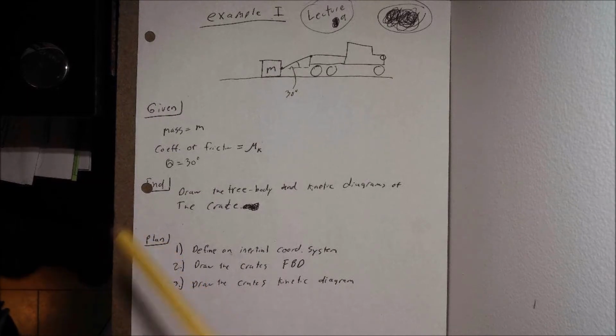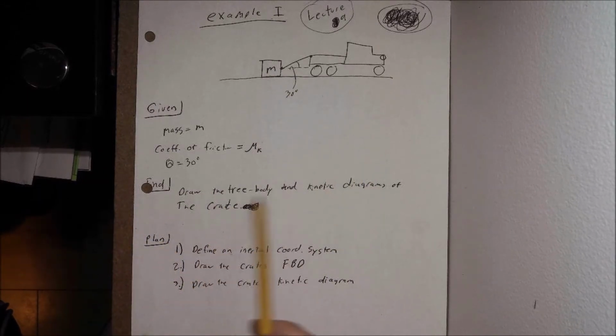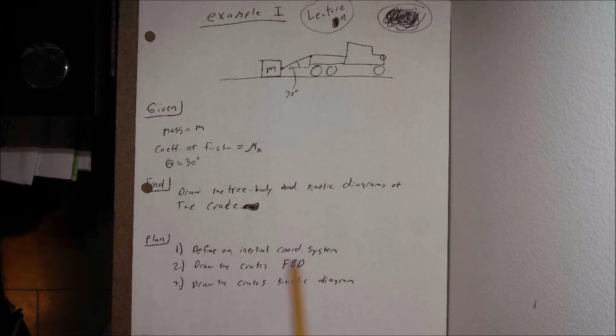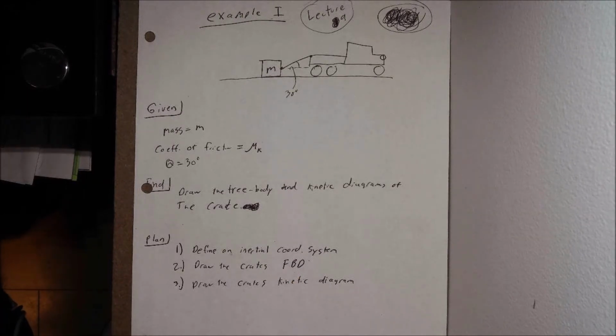Now, what are they asking us to solve for? Well, they want us to draw the free body diagram. That's part of our solution: drawing out the free body diagram and the kinetic diagram of the crate. So we establish a coordinate system, draw the crate's free body, and draw the crate's kinetic diagram. Once we have all of our information from this front page, we can start with the coordinate system, then do our free body, then do our kinetic diagram.